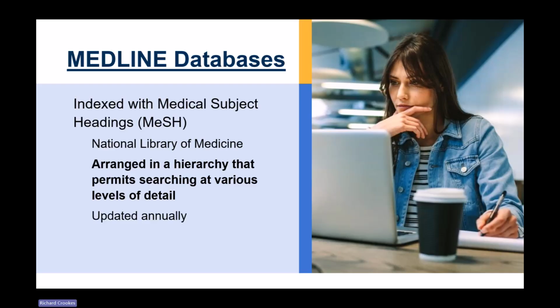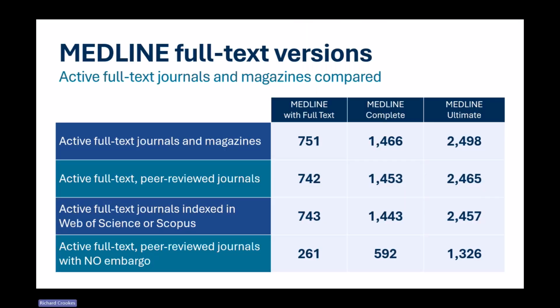We are now on MeSH 2026. In terms of coverage, some of you may not have Medline Ultimate, which is what I'm going to focus on in the demonstration. Regardless of whether you do or not, there are differences in content: more active full-text journals and magazines within Medline Ultimate, likewise those with no embargo. But the principles of searching and finding references within Medline will be the same whichever version you subscribe to, whether Medline Full Text, Medline Complete, or Medline Ultimate. The principles we look at will be the same across the board. But again, for the live demonstration, I will focus on Medline Ultimate.